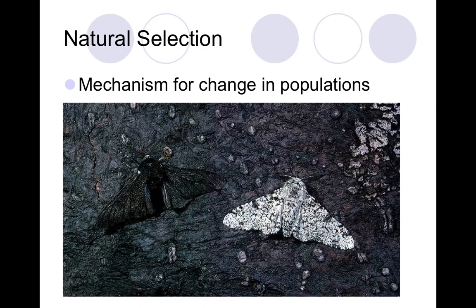Remember, natural selection is how organisms change in populations. And again, don't forget the story of our peppered moths. We have our white ones here and our black ones here, and how that gene frequency changed. We had both types of moths present within that gene pool, but then they changed because of the environmental changes that took place.